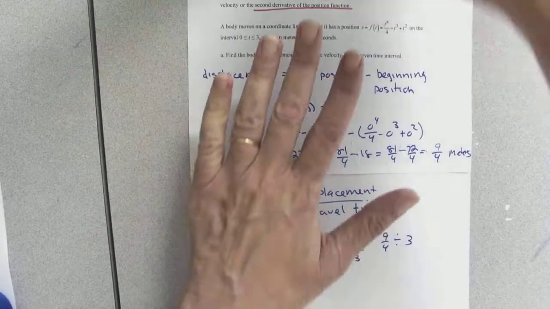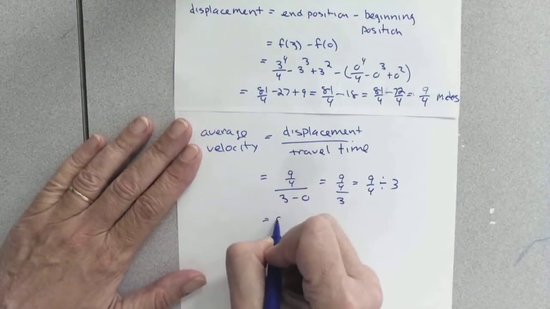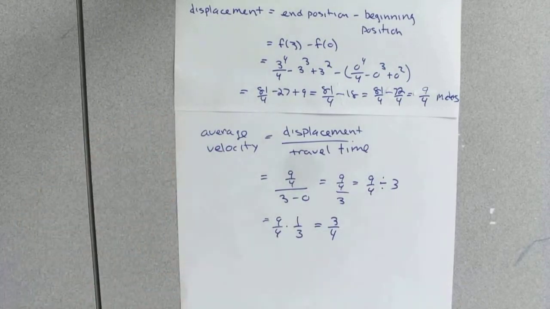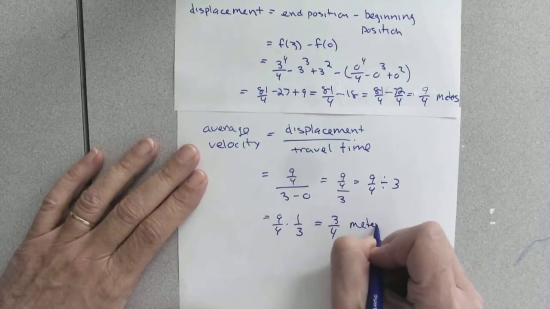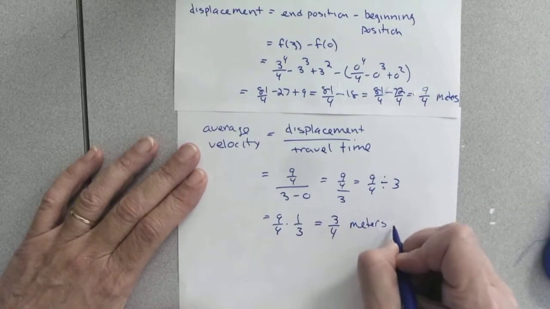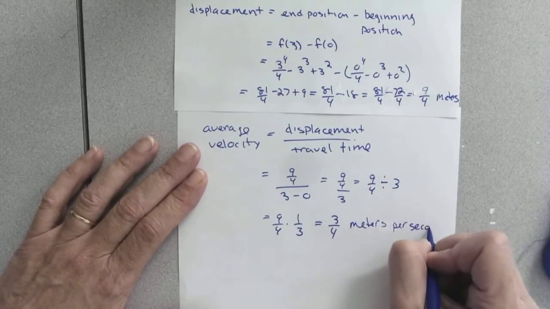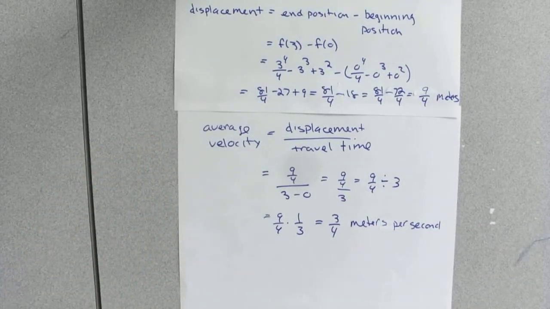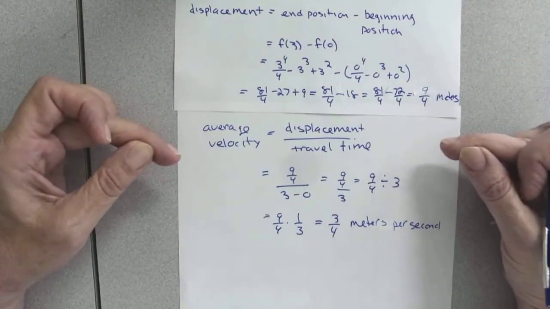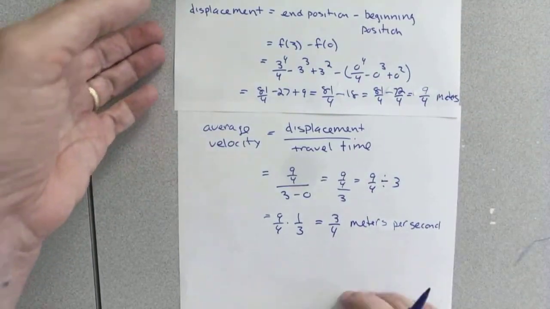9 fourths divided by 3, which is 9 fourths times 1/3, which would be 3 fourths. And we were measuring in meters per second, so that would be meters per second. So there's average. No calculus. All of this was just the original function. Displacement, ending position minus beginning position; average velocity, displacement over travel time.